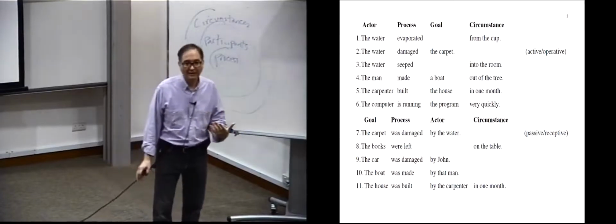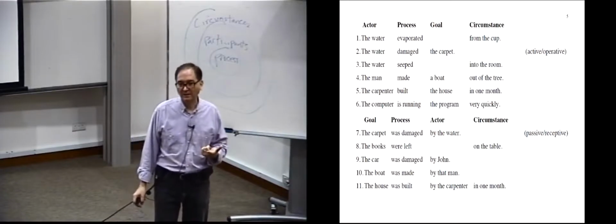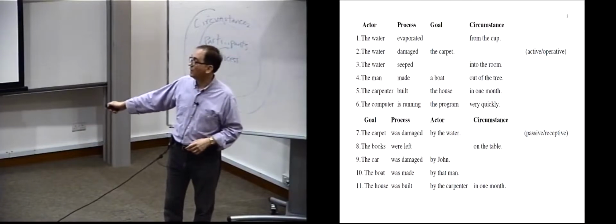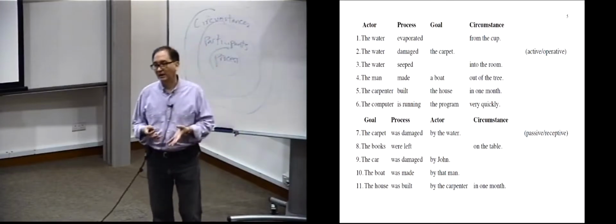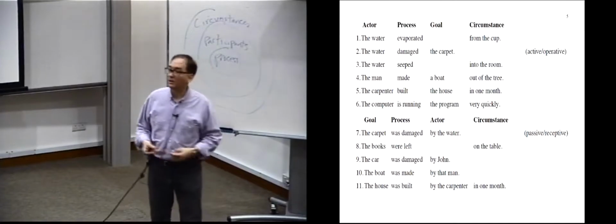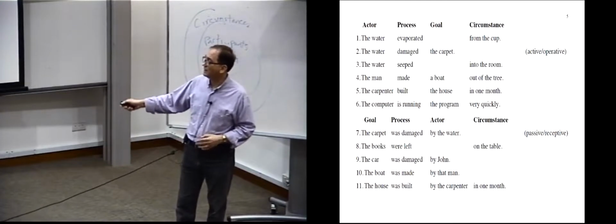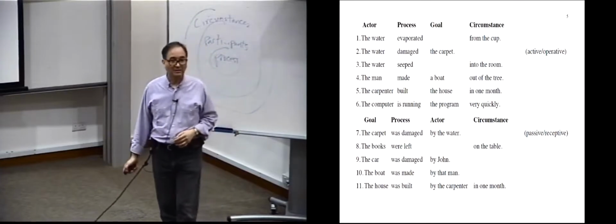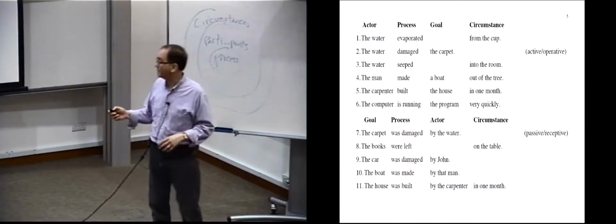Again, it's a choice you make, and the choice is going to affect what appears in the theme and what appears as subject. Most of the time, when you use the passive, you're doing it because you want to make the goal the subject, and if it's a declarative clause, then the subject is most often the theme as well. So this is what passive is all about, allowing you to make this the subject. Whereas in the normal case, it's for the actor to be the subject. At least in English, not in all languages, that's the normal case.